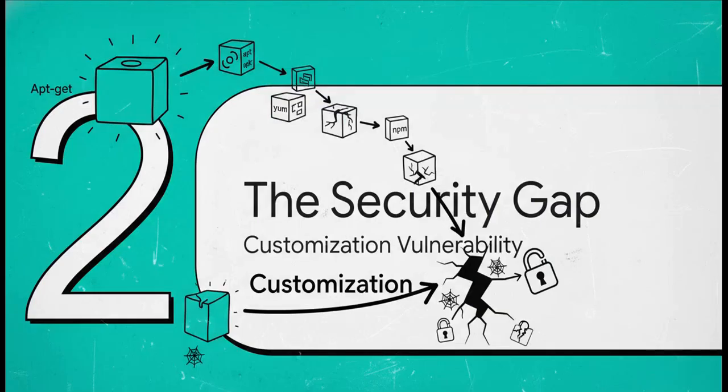But here's the million-dollar question. What happens the moment you need to customize that clean, pristine base image? The second you run a package manager, apt-get install or apk add to install a new tool or a library, you're potentially introducing a weak link. And that right there, that's the customization security gap.